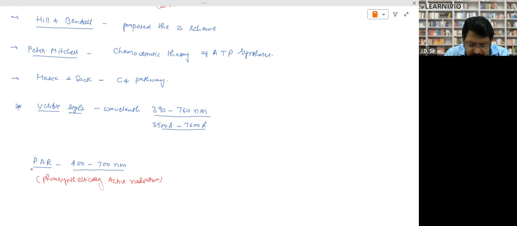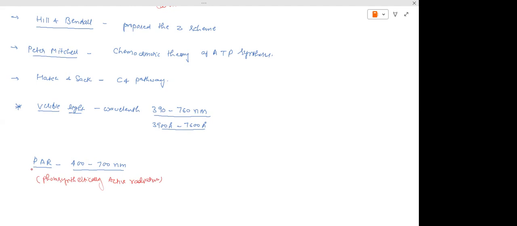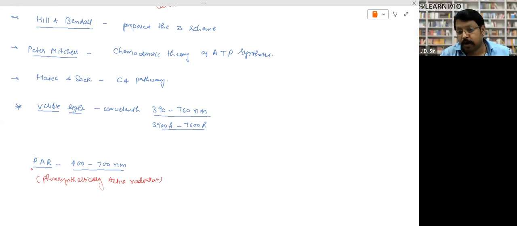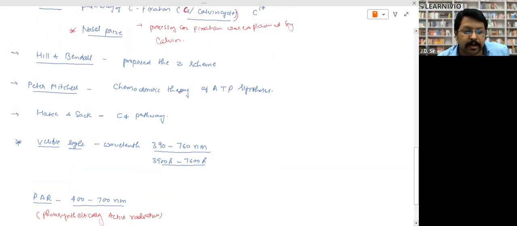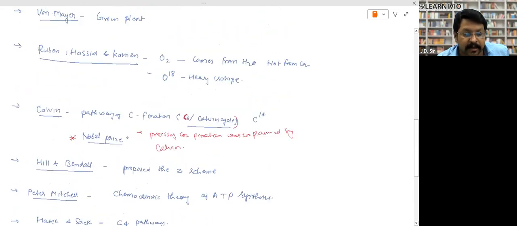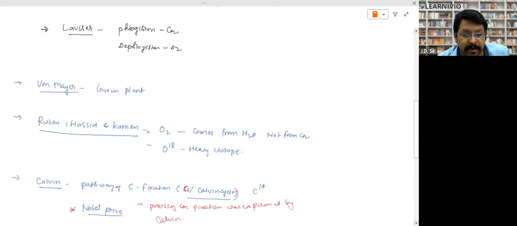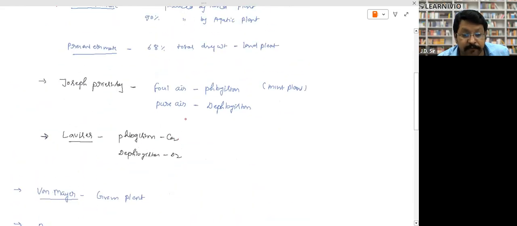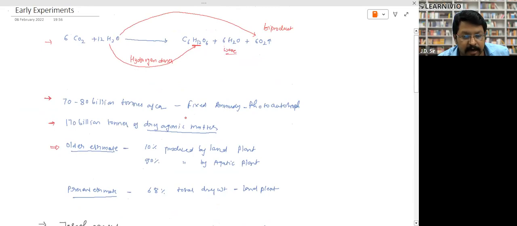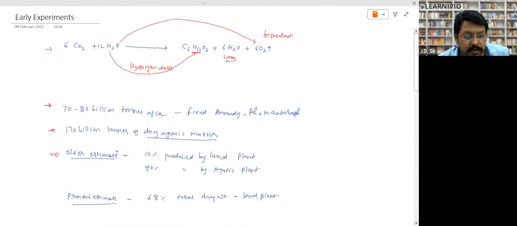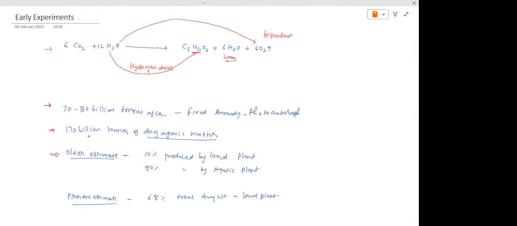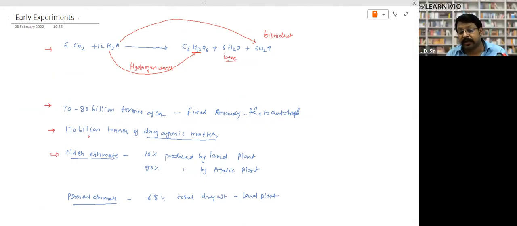Now let's discuss the main topic. You have to remember all these scientists and things because I have incorporated only those which have been asked. PAR was already asked. The chemiosmotic theory was already asked. Ruben, Hassid and Kamen was already asked, and dephlogiston was already asked. The amount of dry matter, 170 billion, this question has already been asked. And the waste product and byproduct question is a very old question. You won't get that easy a question.